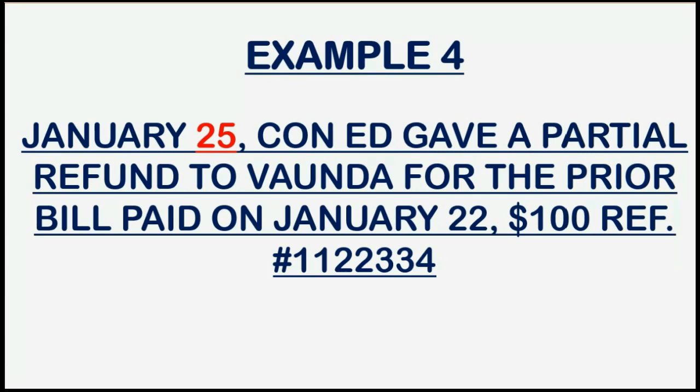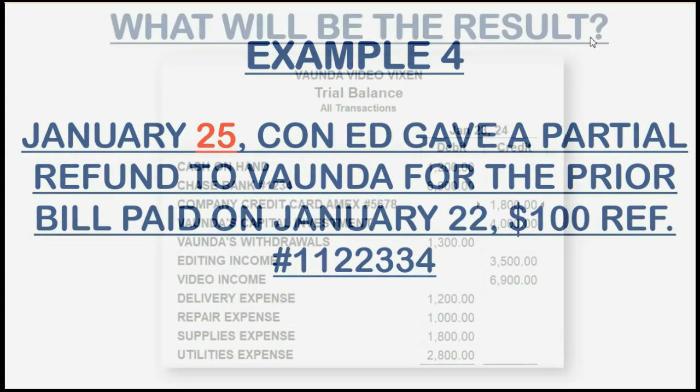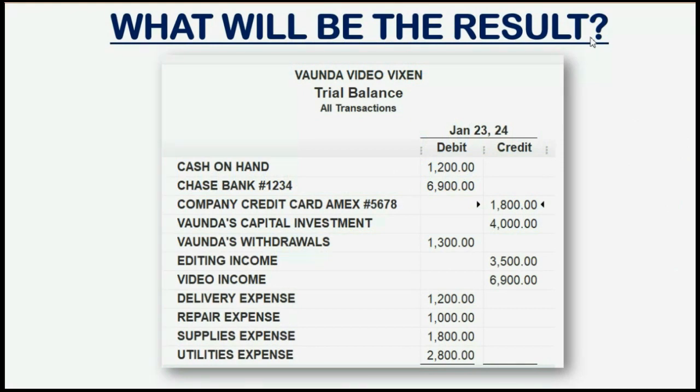Let's imagine on January 25th, Con Edison gave a partial refund to Vonda for the prior bill that was paid on January 22. That was an electric bill that we paid in a previous video or in a previous lecture, and now we're getting $100 credit back on January 25th, and that's the reference number. So if we record this properly, what will be the result in the trial balance?